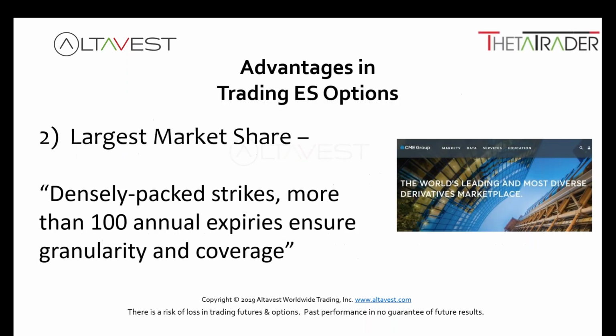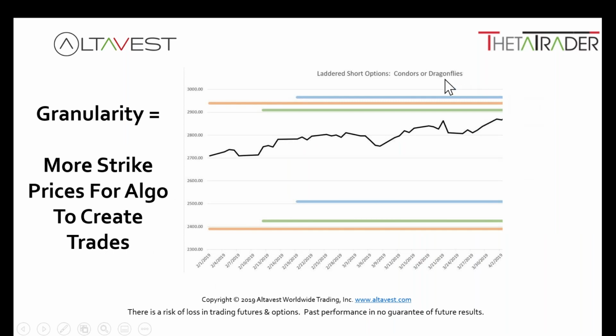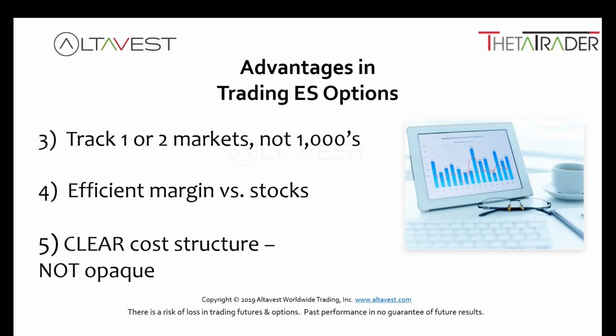Not effective or efficient. So, largest market share, densely packed strike availability, 100 annual expirations, granularity and coverage. What does that mean? It means when our algorithm needs to find strike prices, it can find them. That way you can have your various strategies and spreads laddered at different strikes and different levels. That's why you want that depth of strike price availability. And here's a big point: we're tracking just one or two markets, not thousands. How much easier is that? And margin use is much more efficient compared to stocks because of the inherent leverage with futures and options.